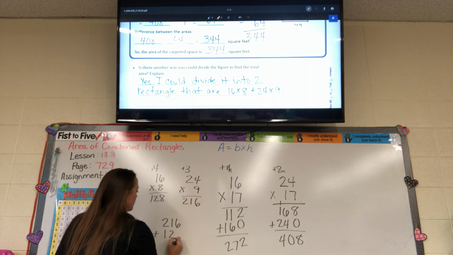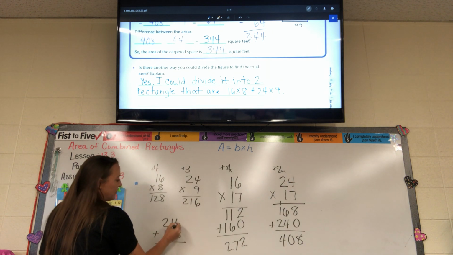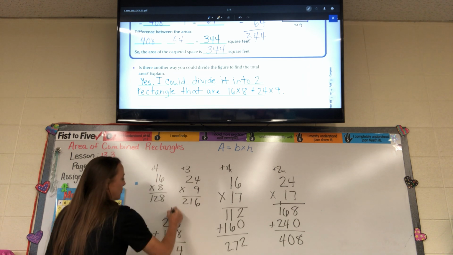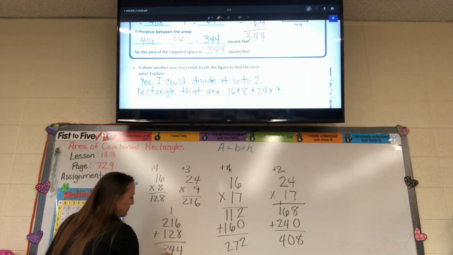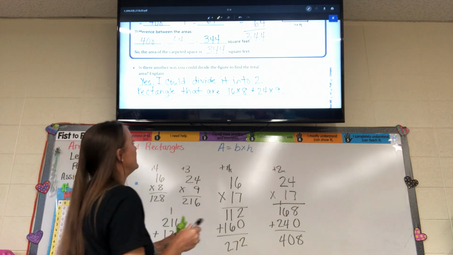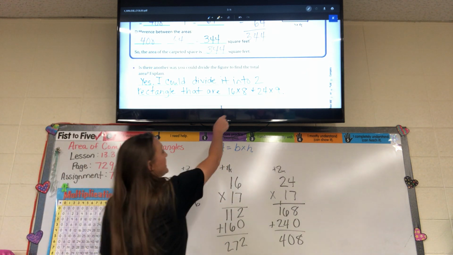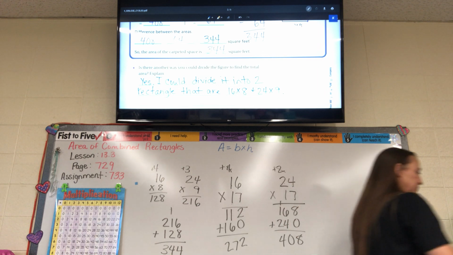216 plus 128. 8 plus 6 is 14. Put down the 4, carry the 1. 2, 3, 4, and 2 plus 1. So yes, we can make it into two rectangles that are 16 by 8 and 24 by 9. Okay.